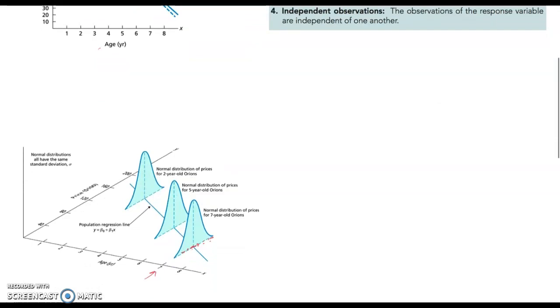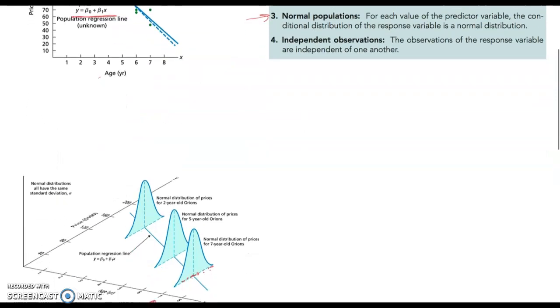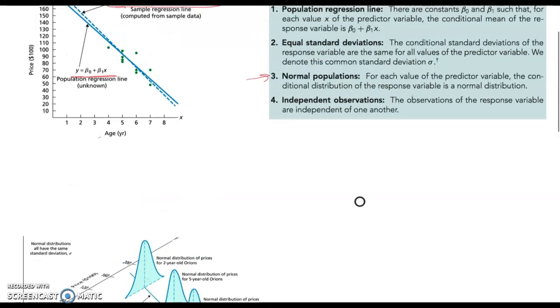For every car of age 5, we have a normal distribution of responses. We also have equal standard deviations. The conditional standard deviations of the response variable are the same for all values of the predictor variable. So that's kind of saying that these normal curves pretty much all have the same standard deviation. They all look very similar in shape. And we have independent observations, of course. The observation and response variable are independent of one another.